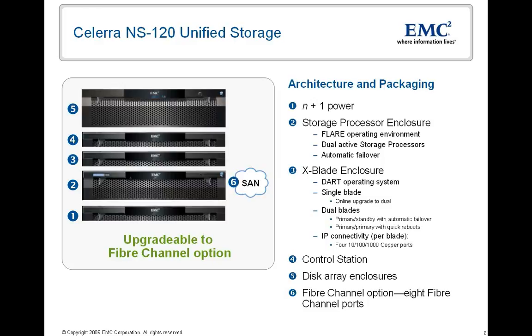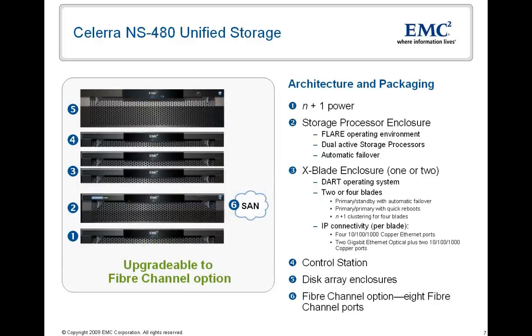So pretty straightforward here. The 480, again, 480 represents the amount of disks that I can have in this system, 480 disks. Same thing here. The difference here is the number 3. You'll notice that I can house up to 4 blades. Typically what I see here is an active standby configuration.